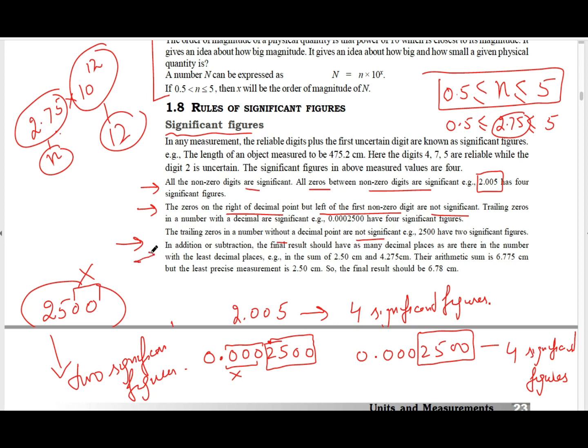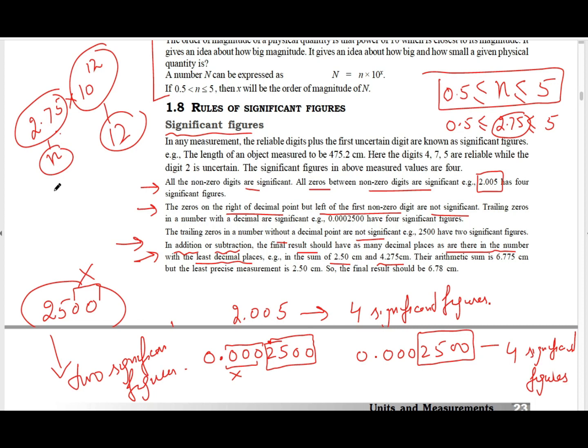Next is, in addition or subtraction, the final result should have as many decimal places as are there in the number with the least decimal places. When we add or subtract two numbers, the final result will have as many significant figures as the term with the fewest. So for example, if we do a sum of 2.50 and 4.275, let us do it here.